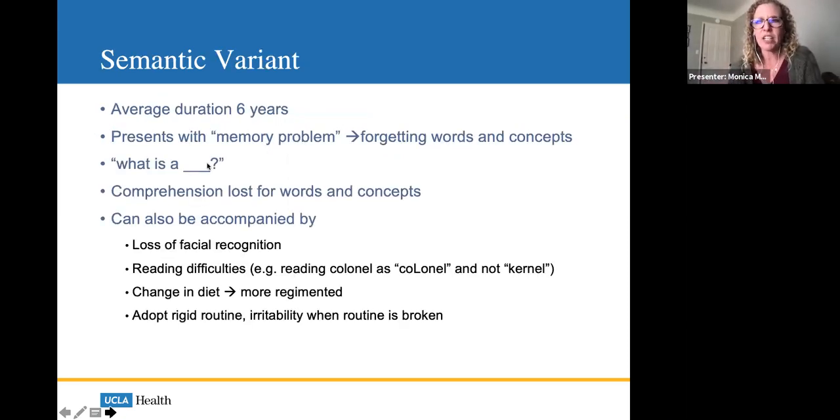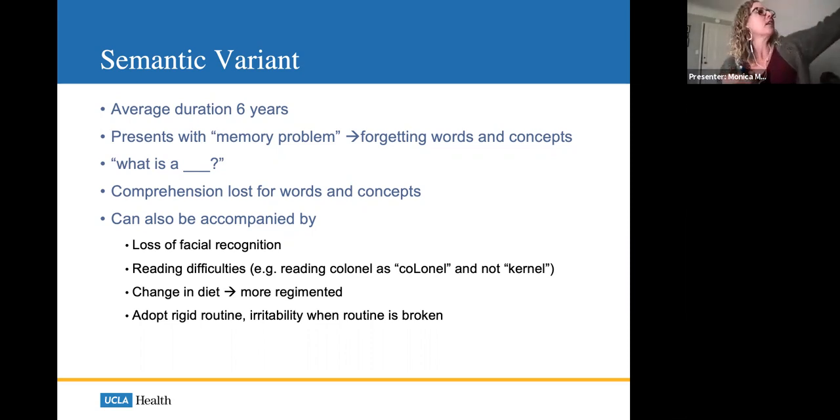The semantic variant of frontotemporal dementia lasts about 6 years on average, where people start presenting with what they would classify as a memory problem, because they're forgetting words and concepts, but it's much more of an identification problem. It's much more about being able to identify things. They just say, well, it's a, as opposed to saying, well, it's a pen. They don't have that ability to truly identify it. If we were in person, I'd be able to do this a little bit easier.